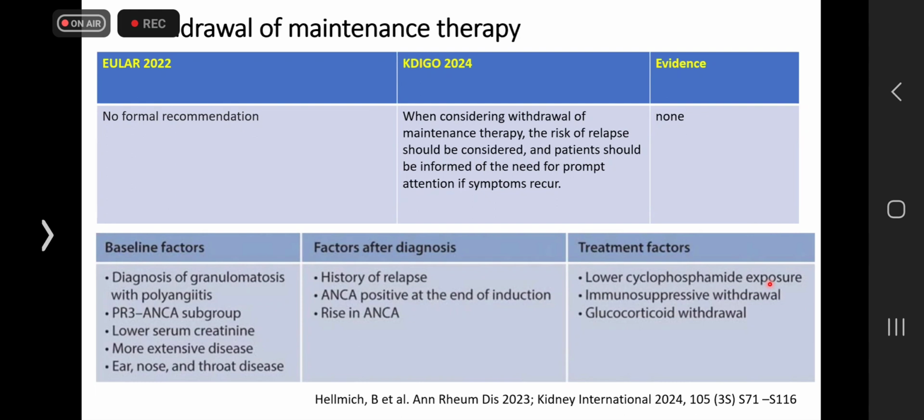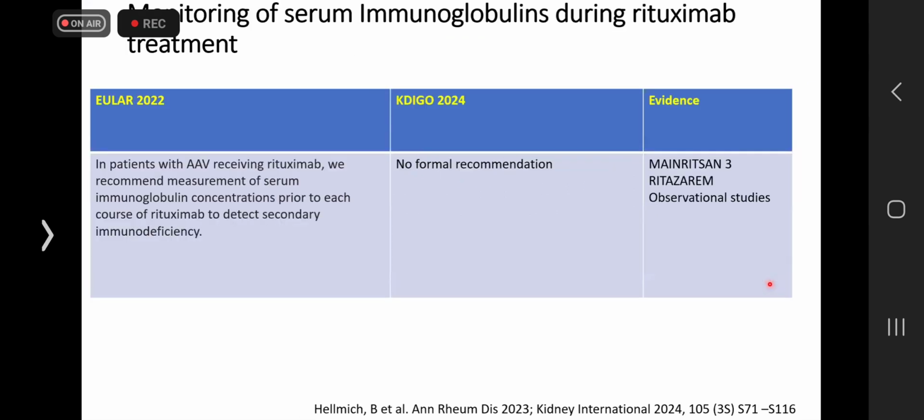Again, trials have shown if you have lower cyclophosphamide exposure, as in the long-term follow-up of the CYCLOPS trial, or if you have immunosuppressive withdrawal or glucocorticoid withdrawal, there is a higher risk of relapse. In terms of monitoring of immunoglobulins during treatment with rituximab, because hypogammaglobulinemia is a significant side effect of long-term rituximab use, there is no recommendation from KDIGO 2024, but EULAR 2022 recommends measuring serum immunoglobulins prior to each course of rituximab to detect secondary immunodeficiency.